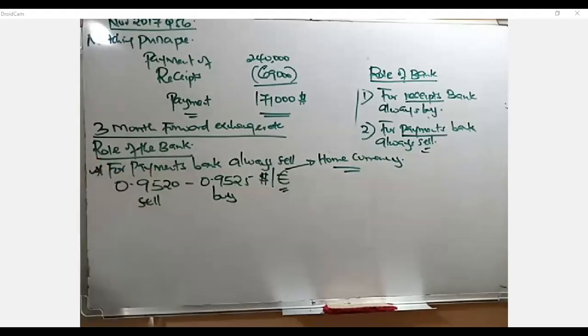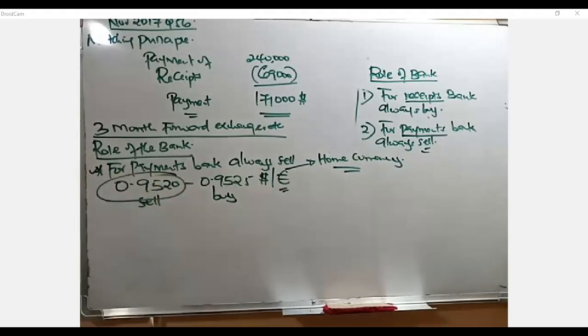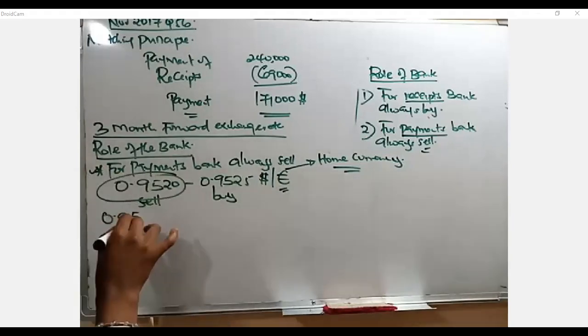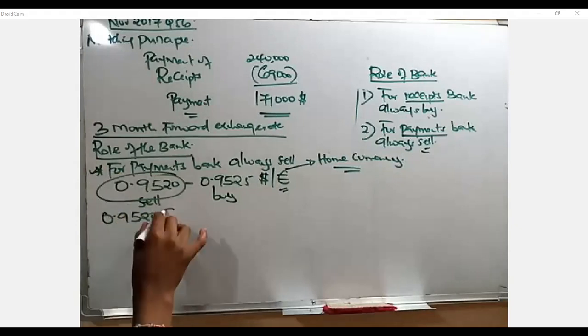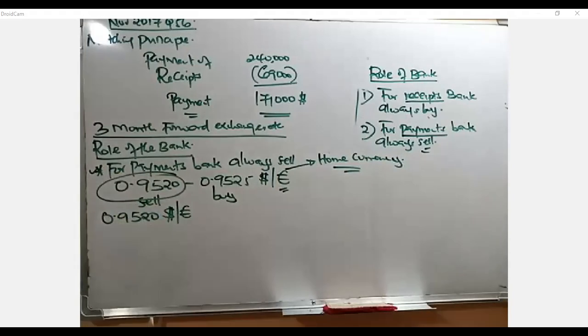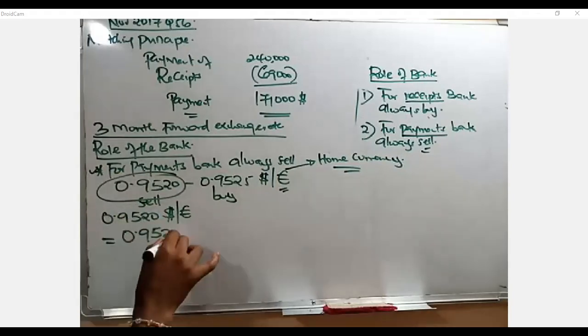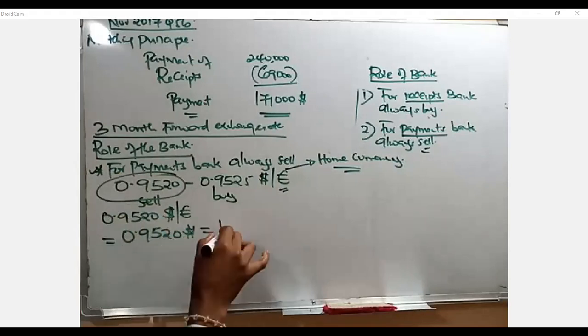So you tell me the bank will be able to sell at 95.20. The bank will be able to sell at 95.20. So it will be looking like this. 0.9520. We are talking about US dollar per euro. US dollar per euro. So in this case, it means $0.9520 is equivalent to 1 euro.